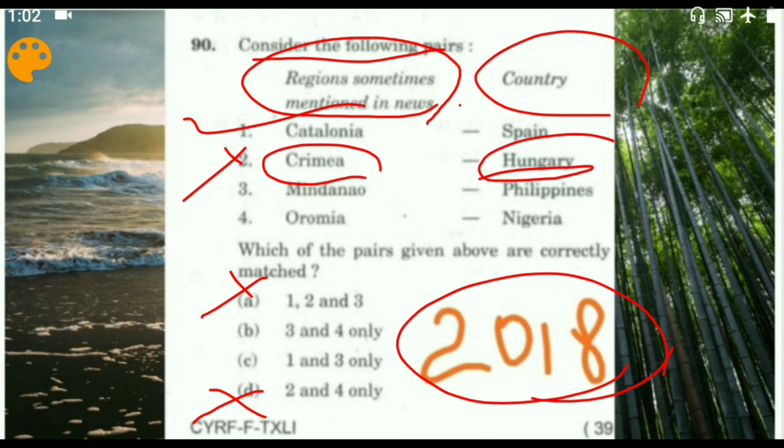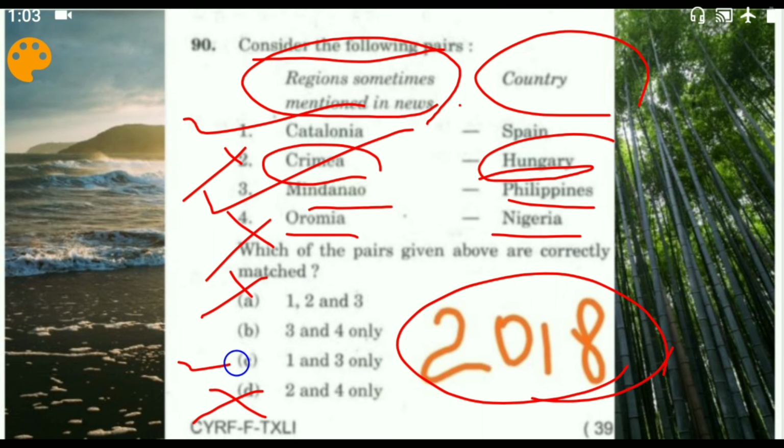So the next statement is 3. Mindanao. Mindanao is in the Philippines. Is it right or wrong? Yes, it is a right statement. And fourth is Oromia, Nigeria. No, Oromia is a conflict region in Ethiopia. So the fourth is a wrong statement. So the answer is 1 and 3.